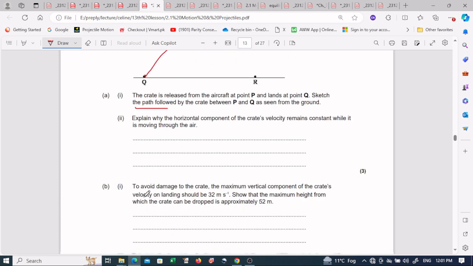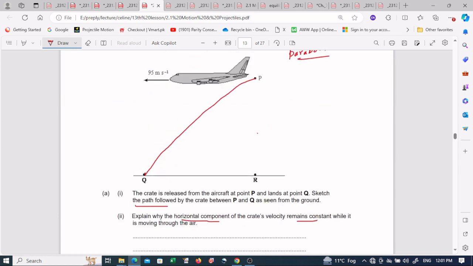Now explain why the horizontal component of the velocity in a curve remains constant while it is moving through the air. So we have to explain why the horizontal velocity component will remain constant. As we know, when the crate is moving down, at any point on the path the velocity has two components. One is the x component, and the other one is the y component. When the projectile is moving and landing, its horizontal component is not going to change, but the vertical component increases. But in this question, we only discuss why the horizontal component remains constant.